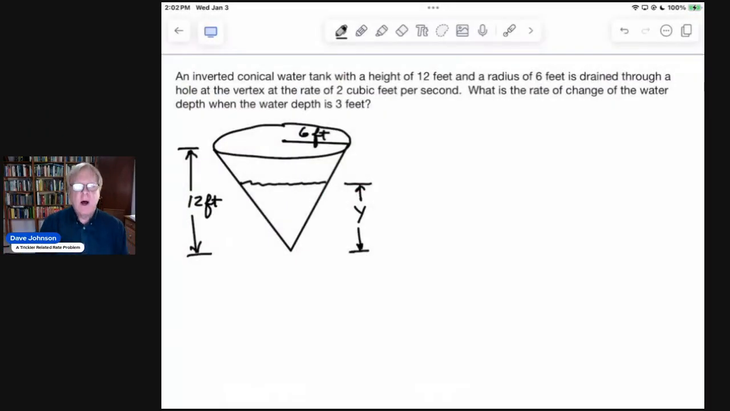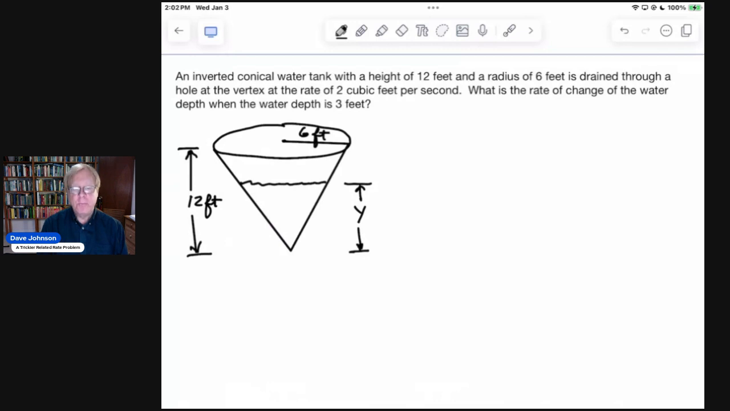So let me read the problem to you. An inverted conical water tank with a height of 12 feet and a radius of 6 feet is drained through a hole at the vertex at the rate of 2 cubic feet per second. What is the rate of change of the water depth when the water depth is 3 feet?